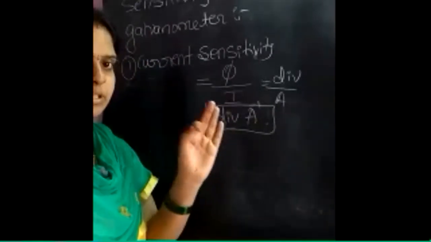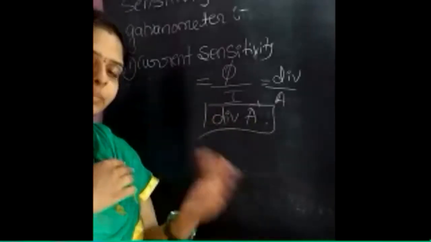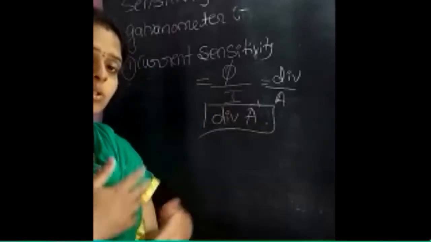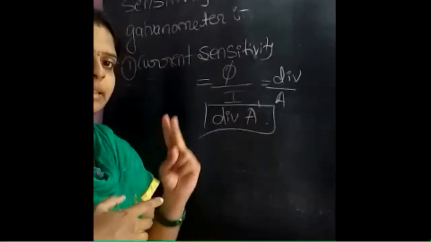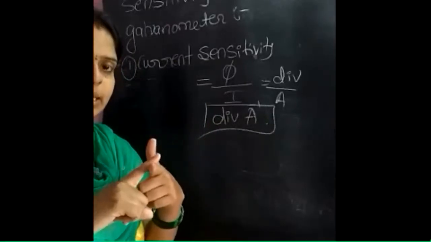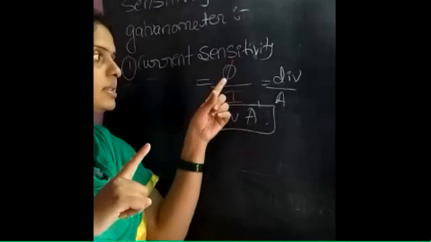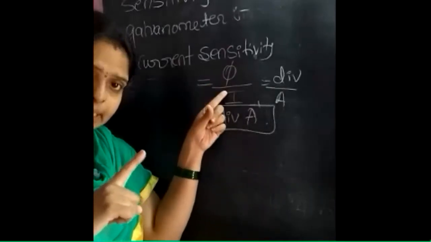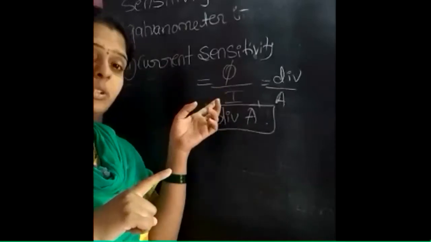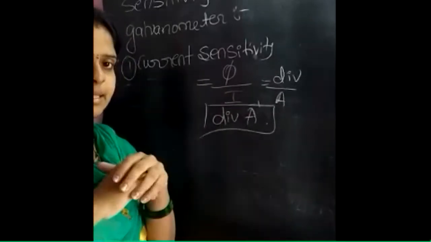Very simple definition. So what we discussed, a galvanometer can be converted into a voltmeter as well as an ammeter. Based on that, we have two types of sensitivity. One is current sensitivity and the other one is voltage sensitivity. What do you mean by current sensitivity? Current sensitivity is the deflection produced in the galvanometer per unit current flowing through it.